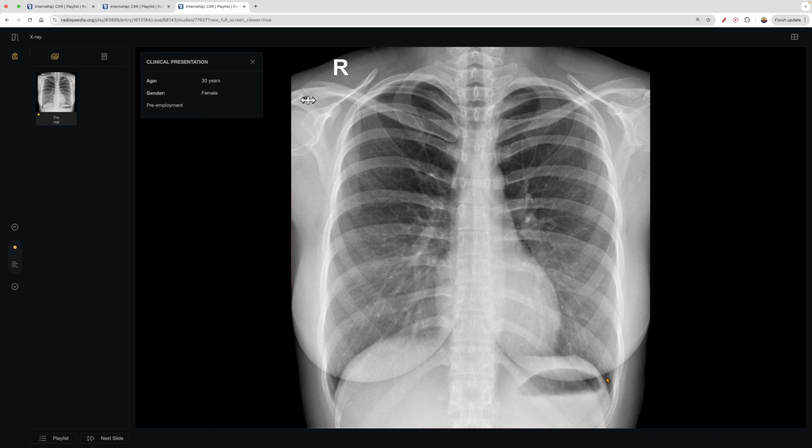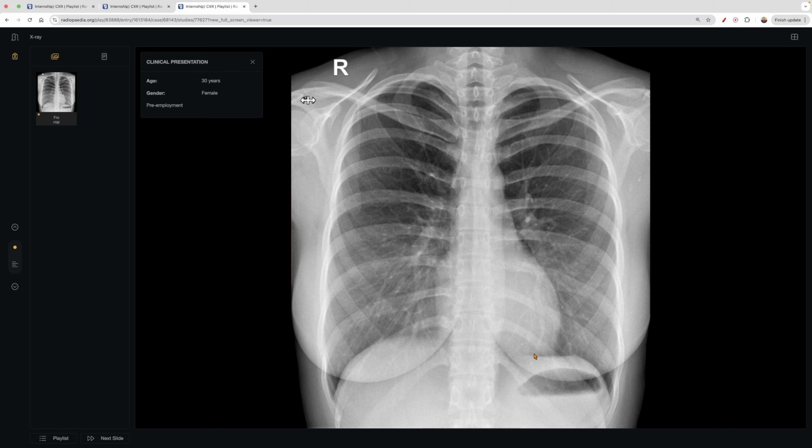And then as we go more inferiorly, you can see this is what is known as the costophrenic angle, costo being the rib, and then phrenic being the diaphragm. And right next to it is the gastric bubble. It's important to take notice of it because sometimes it can clue us into some pathology.